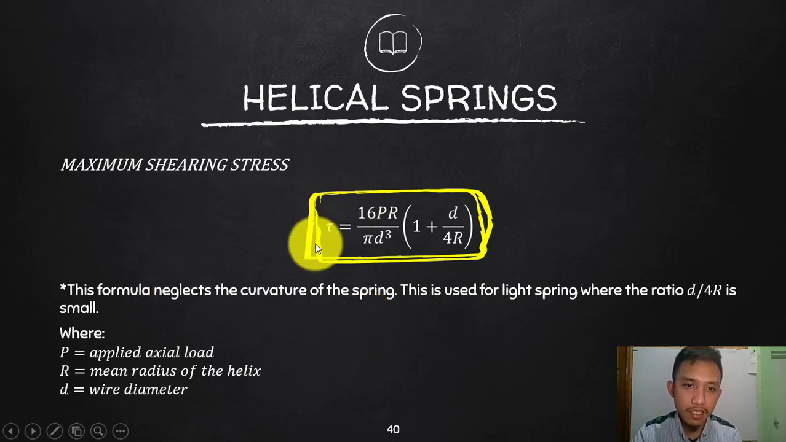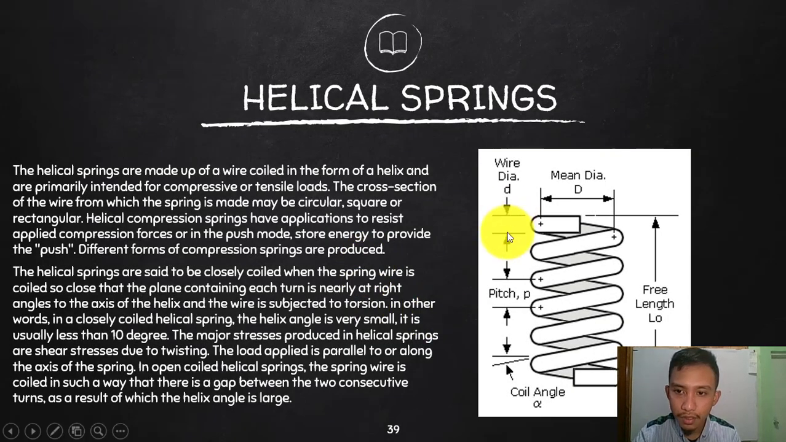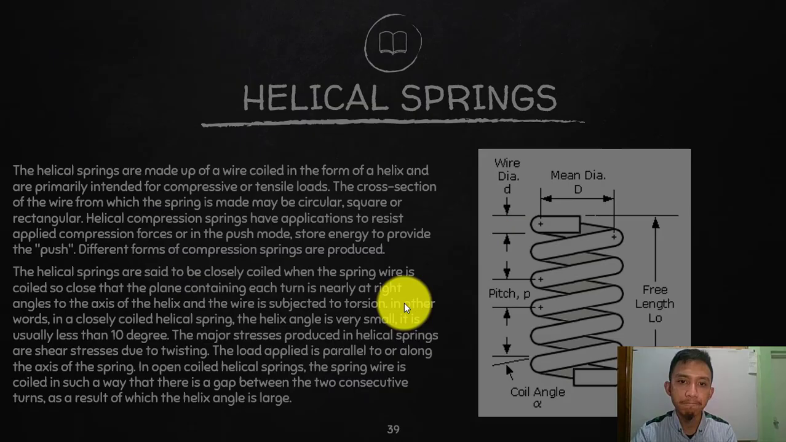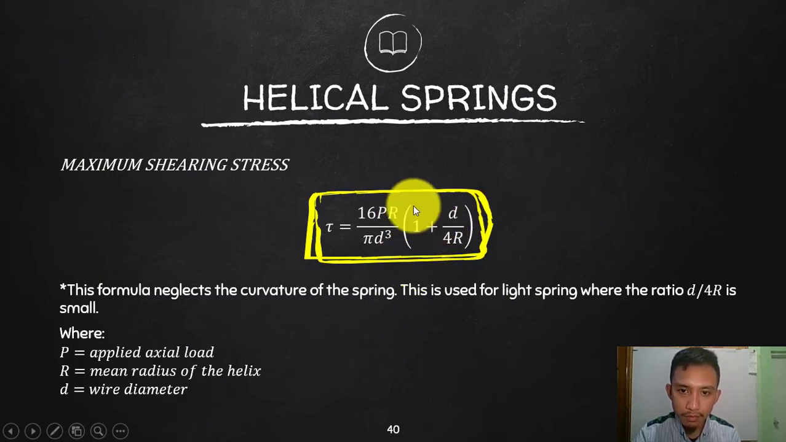So this is the shearing stress, derived into this form, which is 16PR over πd³. The bigger letters, if we are referring to diameter and radius, refer to the dimension of the helical spring. Just like in your bolt, the bigger R and D refer to the bolt circles. In here, the bigger R and D are the radius and diameter of the circle of the helical spring. But the small d and small r are the dimension of the wire used for the helical spring. Then multiply this by 1 plus d over 4r.